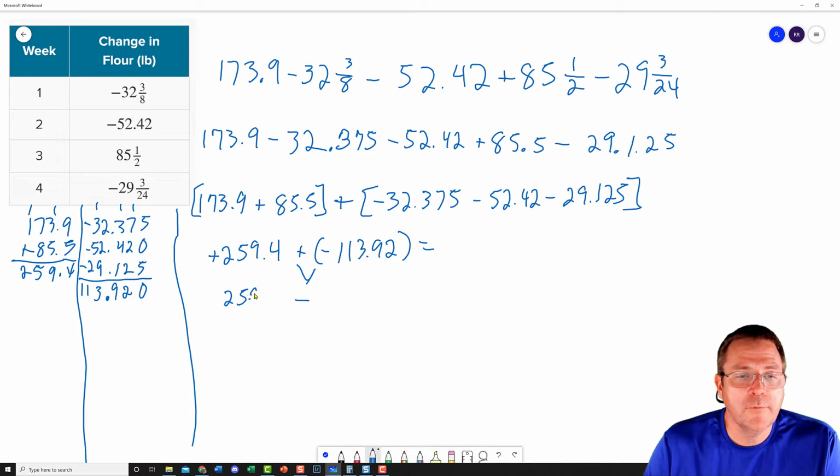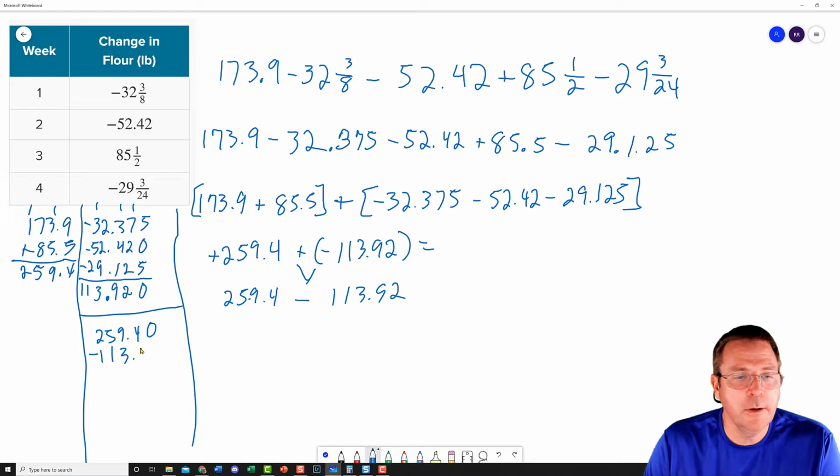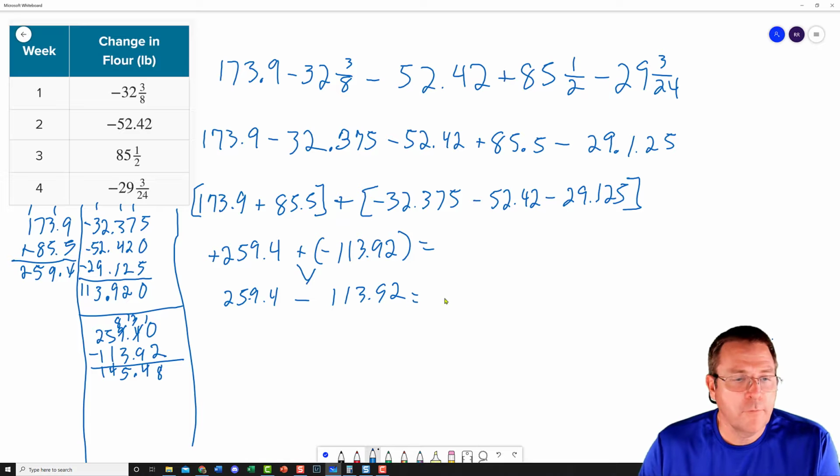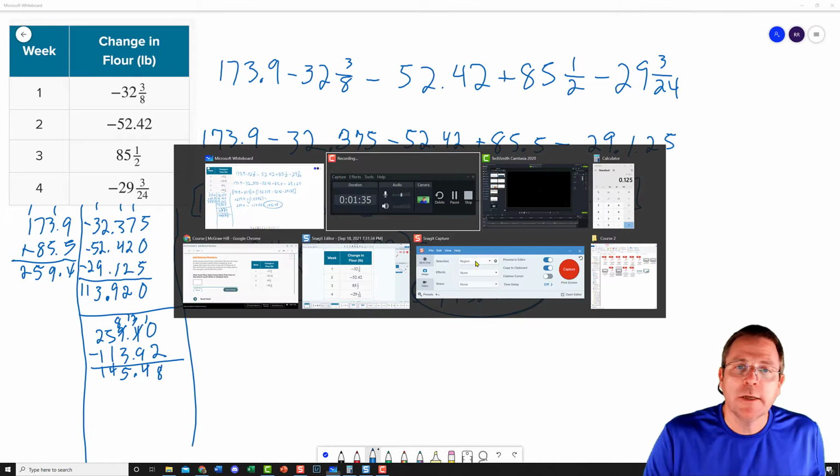From here, make the ugly problem pretty by multiplying the signs. So I get 259.4 minus 113.92. We can do that over here. 259.40 minus 113.92. And when we subtract, do a little bit of borrowing here. 10 minus 2 is 8. Borrow again. 13 minus 9 is 4. 8 minus 3 is 5. That's going to become a 4, and that's going to become a 1. So our final answer should be a positive 145.48. Let's plug it in and see if I got it right.